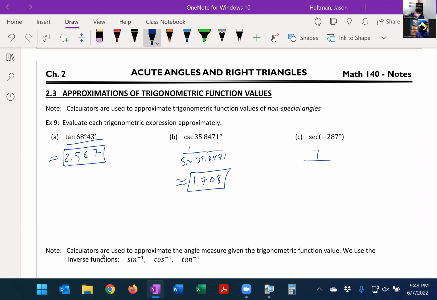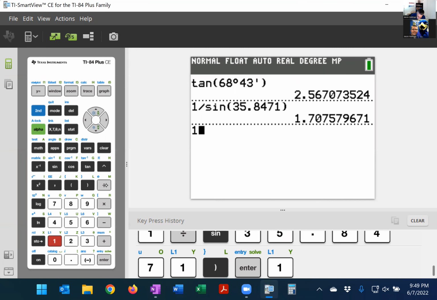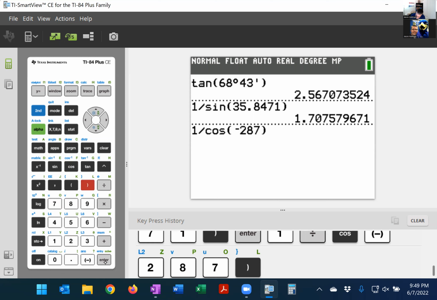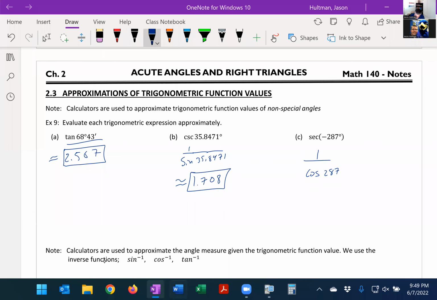Secant is 1 over cosine. So this is 1 over cosine of 287 degrees. Okay, so let's see what that becomes. So 1 over the cosine of negative, I think it was, right? Negative 287. And we get 3.420, rounded to the thousandths place. So this was a negative, by the way. This is 3.420.